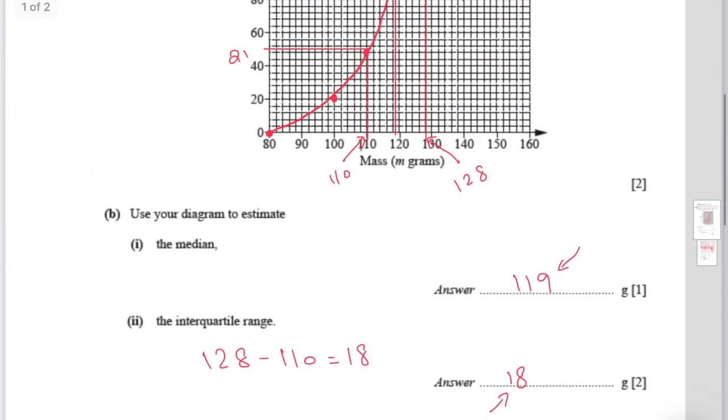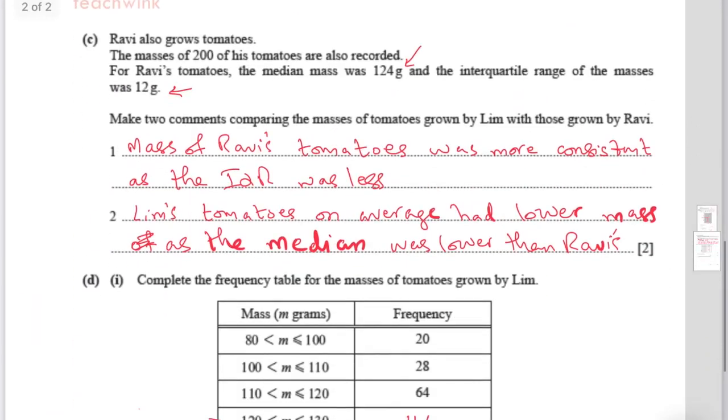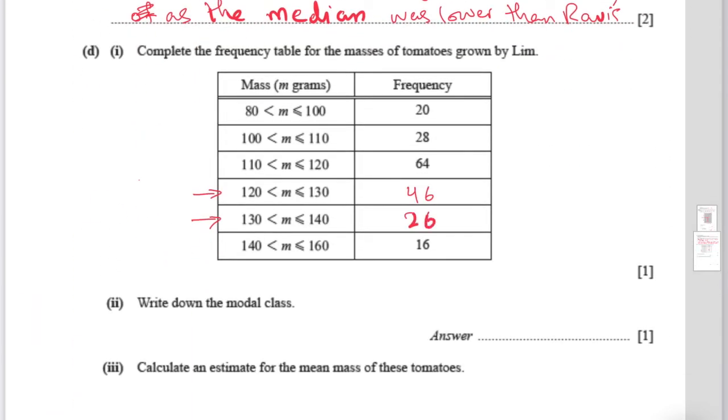So for the next one, you use the same method. You subtract 158 from 184. When you do 184 minus 158, you get 26. So the other frequency is 26.